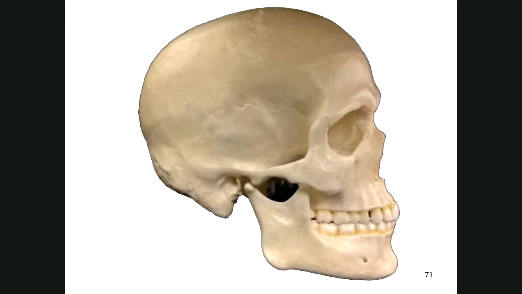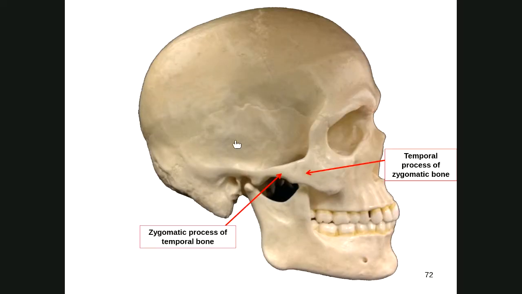All right, let's talk about the zygomatic bone. So this right here is showing you the two processes. That blue line is the suture line where the zygomatic bone articulates with the temporal bone. Anything on the right-hand side of that blue line that I just drew is going to be the temporal process of the zygomatic bone. Anything on the left side of that line is the zygomatic process of the temporal bone. Do you understand how to name that?